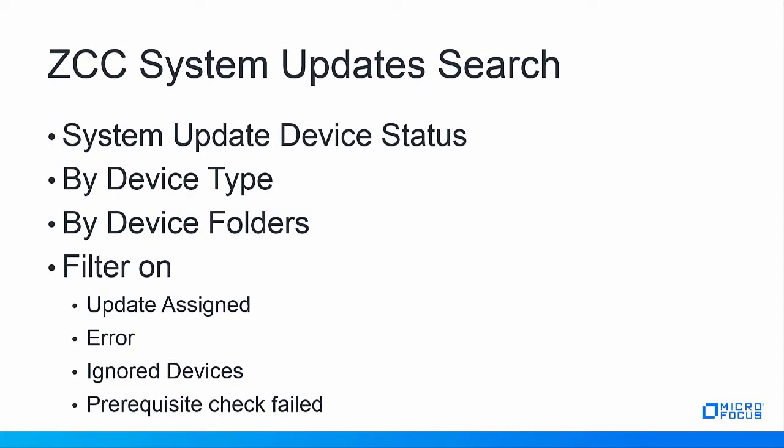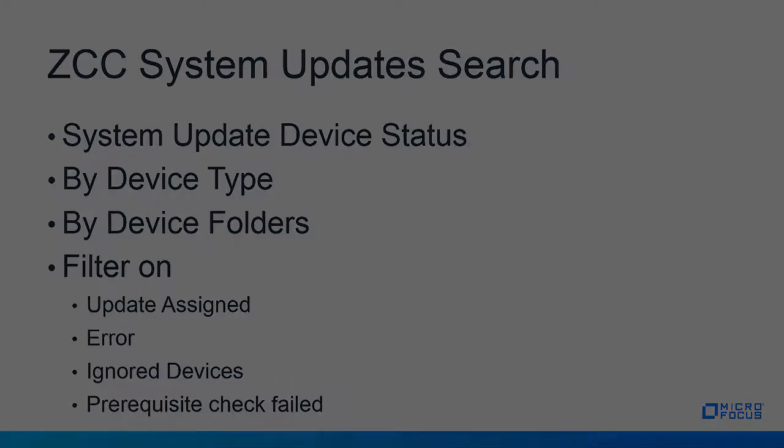ZCC System Update Search also does a search by device status, by device type, device folders, and you can filter on update assigned, ignored devices, prerequisite check failed, and other things. You can also set the auto refresh to monitor as a large number of devices are being deployed to.